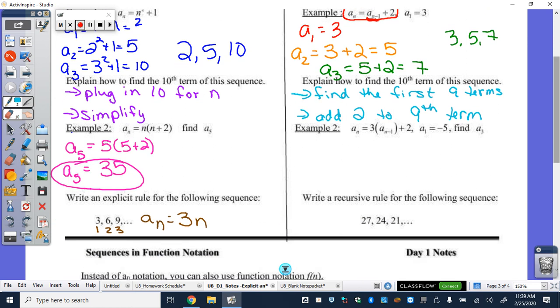Okay, so example 2, we have a new formula now. So let's take a look at this formula, see what's happening here. So a sub n equals 3 times a sub n minus 1 plus 2. So again, that a sub n minus 1, that means what? Previous. So it's 3 times the previous plus 2. They tell us our first term, because again, they have to. You got to get a starting point. They want us to find the third term. But before I can get to the third term, we got to figure out the second term.